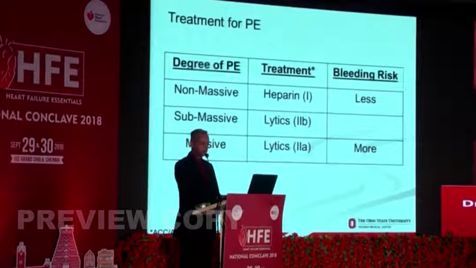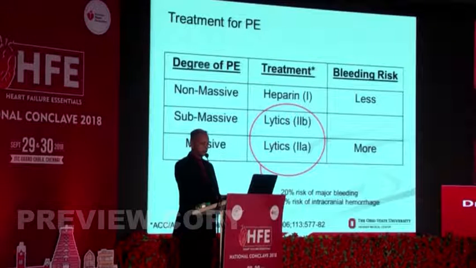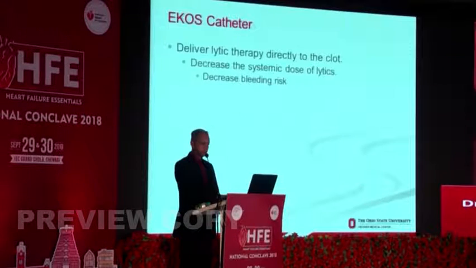Submassive PE, we use lytics. Massive PE, we use lytics. But if you see, there's a 20% risk of a major bleed and a 3% risk of intracranial hemorrhage. And that's a significant number. In my very first slide, people die. And if your intracranial hemorrhage is 3%, that's a big deal.